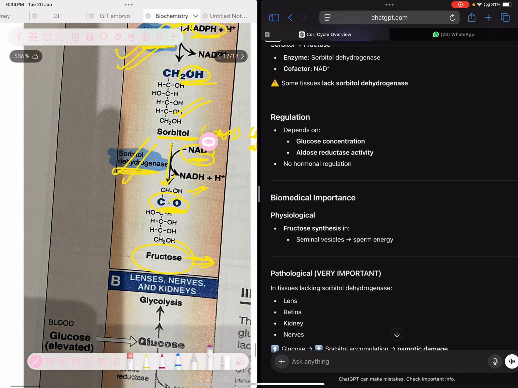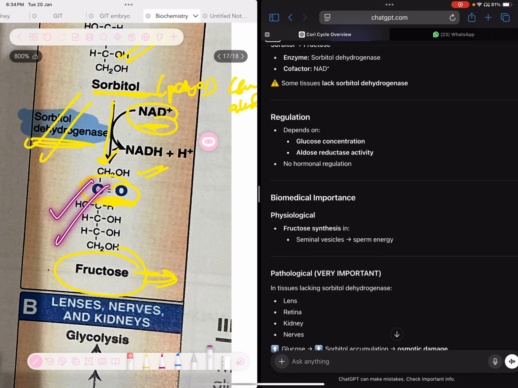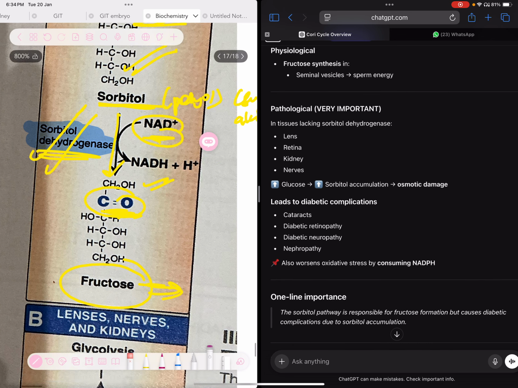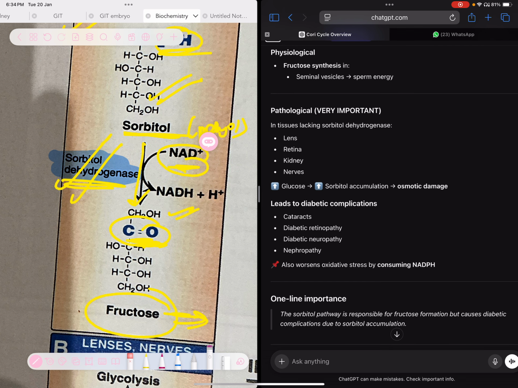It doesn't have as such a biomedical importance, it has more of a physiological importance, that fructose is used in sperms. Pathologically, in all the tissues that lack sorbitol dehydrogenase, other than liver, seminal vesicles, and ovaries, sorbitol will start accumulating and will cause osmotic damage, and it can lead to cataracts, diabetic retinopathy, neuropathy, nephropathy, right?